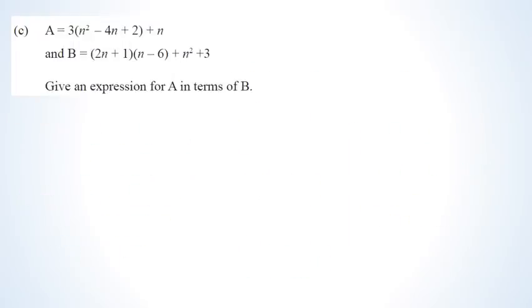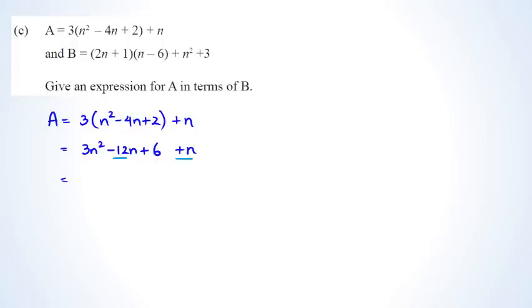So this question, they've got a is equal to this particular equation and b equals another equation. So they're asking you to find an expression of a in terms of b. So I'm going to work out a first. So a equals 3 times n squared minus 4n plus 2 plus n. When I expand this, I get 3n squared minus 12n plus 6, and I've got plus n at the end. So now I look at my like terms. So there's my two like terms, and I have 3n squared minus 11n plus 6.